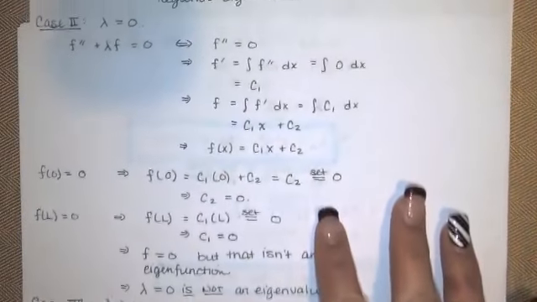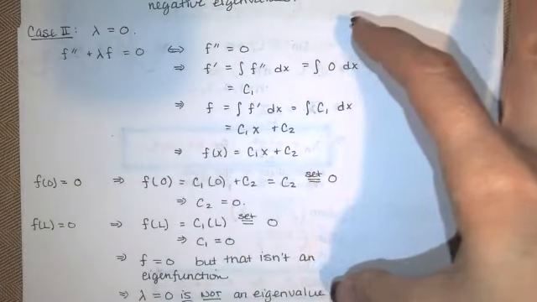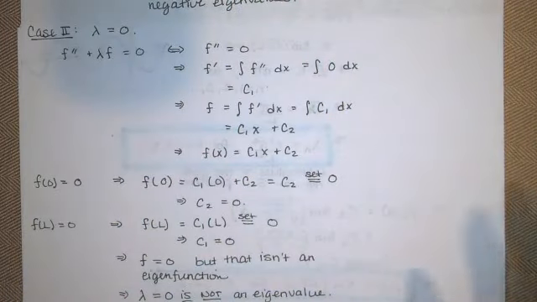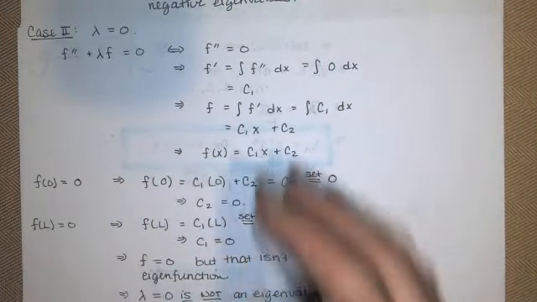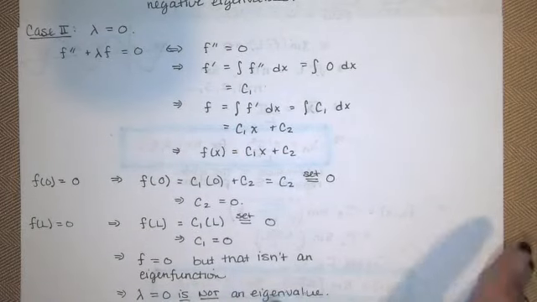And then the next thing we would do is look at the case where lambda equals 0. In the case of when lambda equals 0, we get this. In that case, that's our solution. And it turns out that given our boundary conditions, we end up with the 0 function again. So we find that lambda equals 0 is not an eigenvalue.